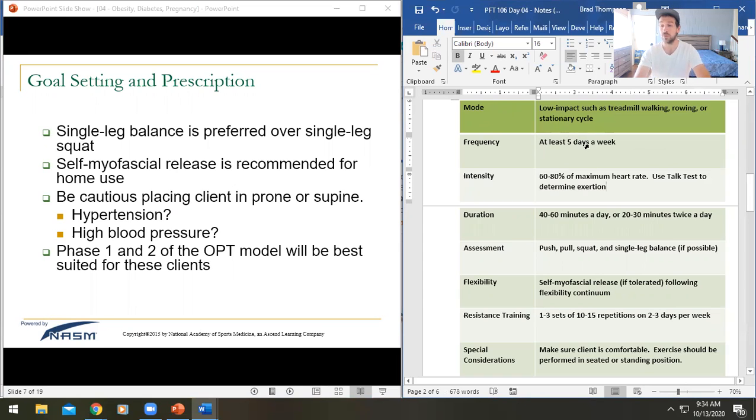Frequency, we're going to go about 5 times per week. We do want to keep that calorie burn frequent.